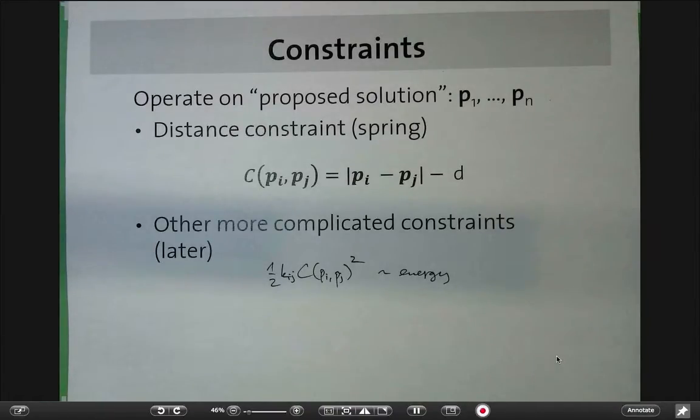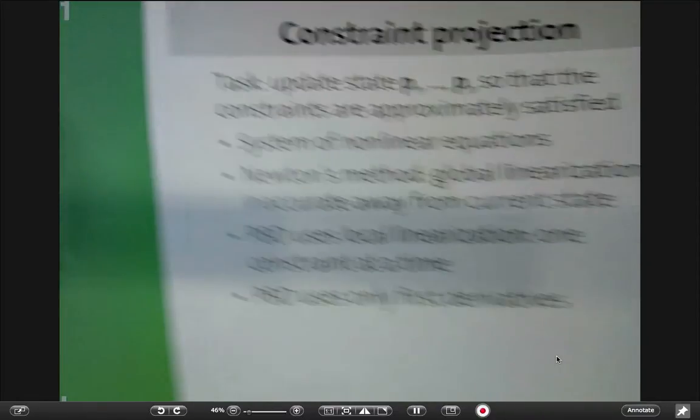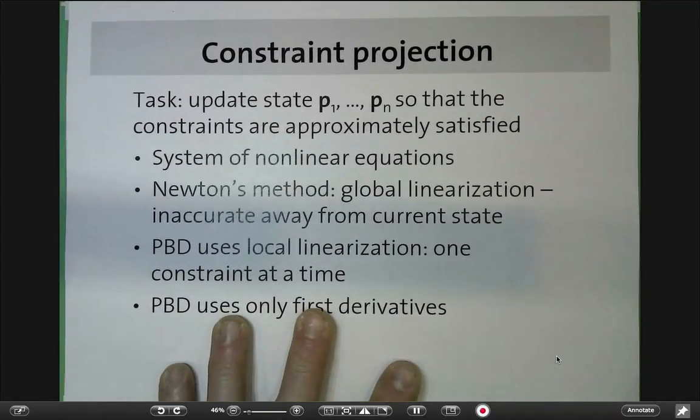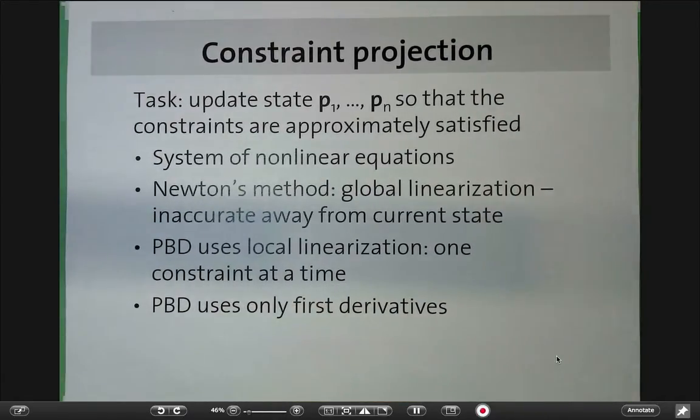So how the constraint projection works. The idea is that I set up a system which has some particles and some constraints. And then during constraint projection, I'm trying to satisfy all the constraints approximately. I cannot solve them or satisfy them all exactly, right? What would it mean if I satisfied all constraints exactly?